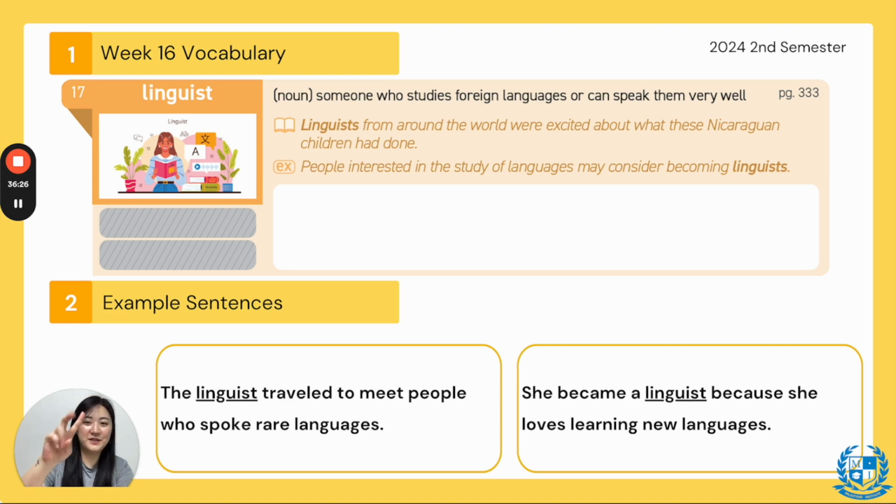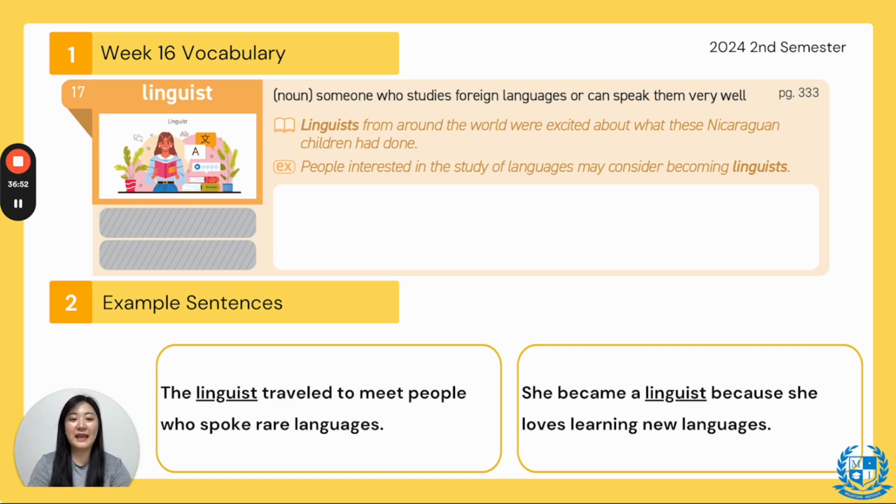1, 2, 3. People interested in the study of languages may consider becoming linguists. Nice. Over here it says the linguist traveled to meet people who spoke rare languages. Wow, so you know how there are many different dialects of different languages, so they would have to go deep into the countryside and meet some other new people.